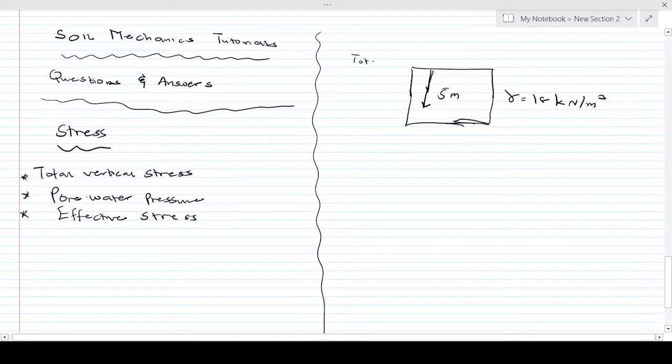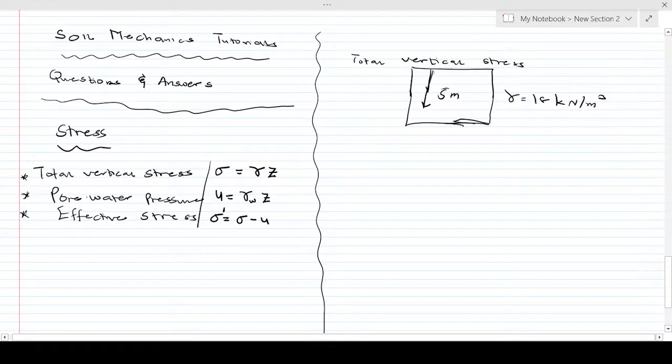So the total vertical stress. Now, let's come back here. The total vertical stress is represented by sigma, and this is equal to the unit weight of the soil times the specific distance. The pore water pressure is given by the unit weight of water times the depth as well, and the effective stress is simply the total vertical stress minus the pore water pressure.